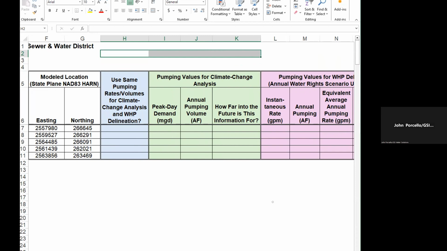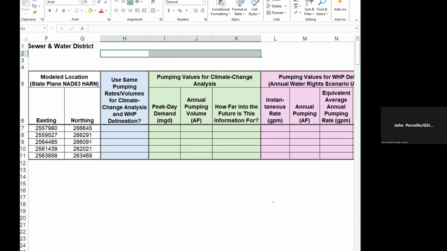And for the climate change analysis, what we could do is simply look at how climate change affects the groundwater levels when you're pumping under your annual water rights. We could do that, but we could also look at it under a different pumping scenario if that's of more interest to you and your governing bodies.